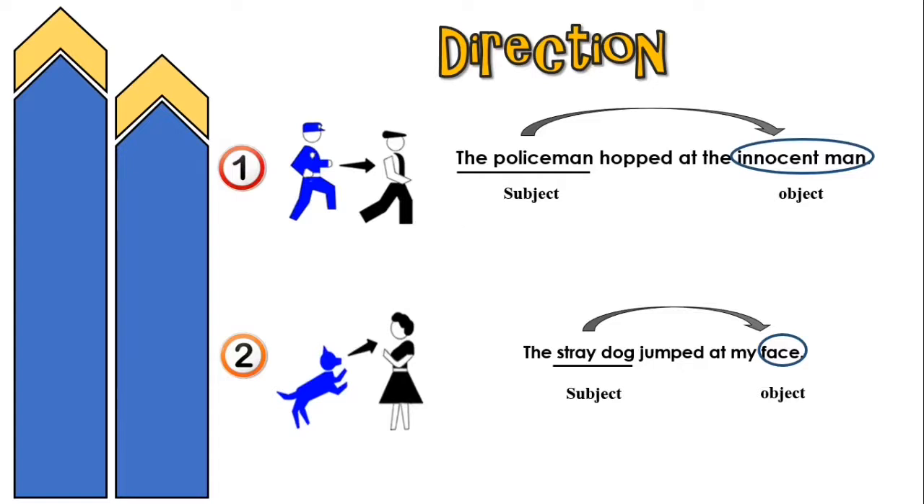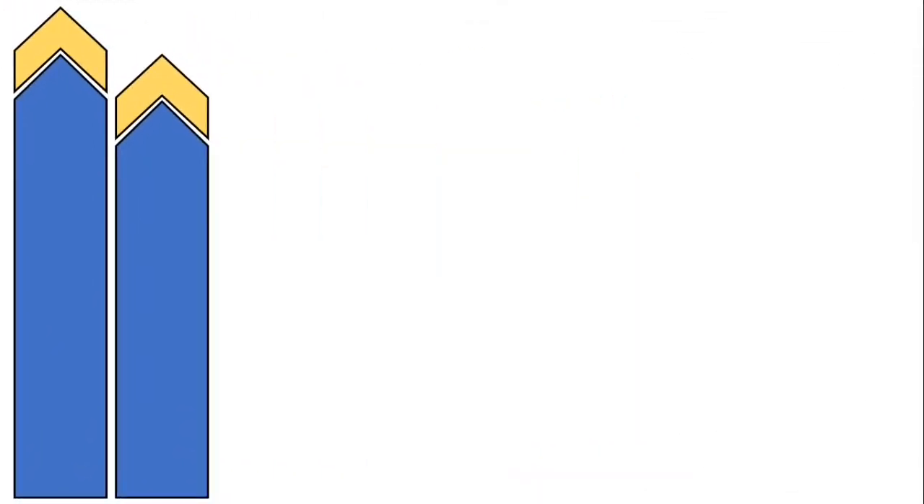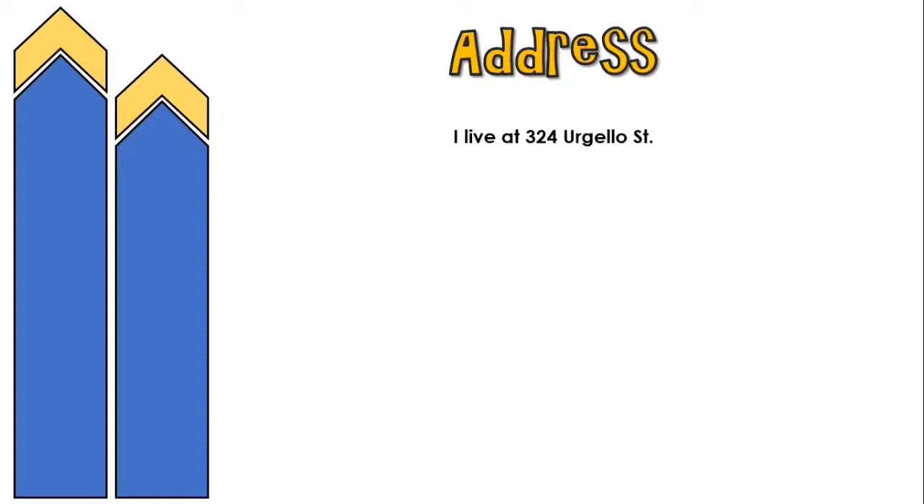So there you have it, the different use of the preposition at and how to correctly use them in different situations. However, there are also different cases where we can use the preposition at. For example, in terms of address, shops, and treatment centers. For address, this is one of the common examples. I live at 324 Aurelio Street. So we are already giving the specific or exact address of where people live or where we live.